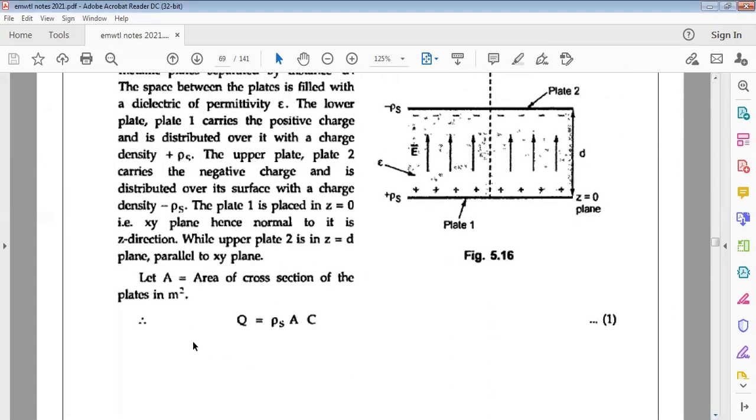A is the area of cross section of the plates in meter square, and we know the formula: C is equal to Q by V actually. Q is equal to rho s into A, the charge density into the area. The surface charge you can consider here, Q is rho s into A.